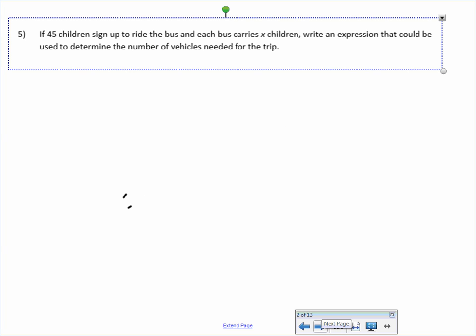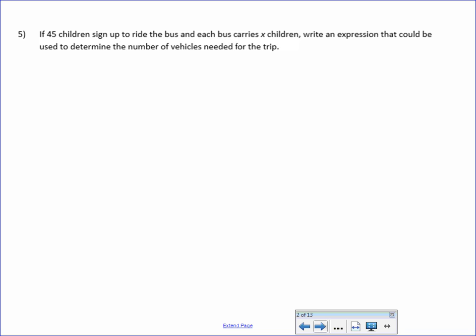Number 5 we'll do as a standalone. If 45 children sign up to ride the bus, and each bus carries X children, write an expression that could be used to determine the number of vehicles needed for the trip.